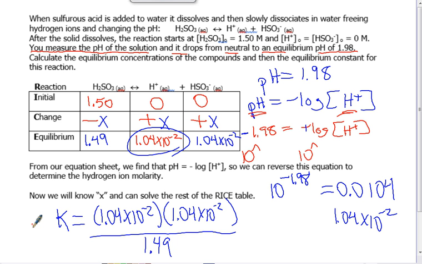So we're solving for a constant. I can't do that in my head. It would be amazing if I could, but I'm just not that smart. You guys are writing stuff down, so I'll just write 1.04 e to the minus 2 squared divided by 1.49.